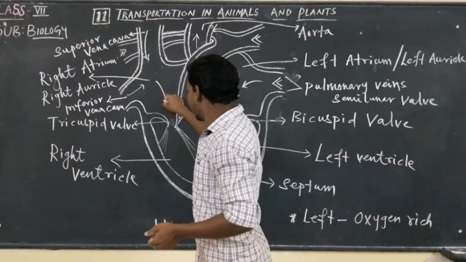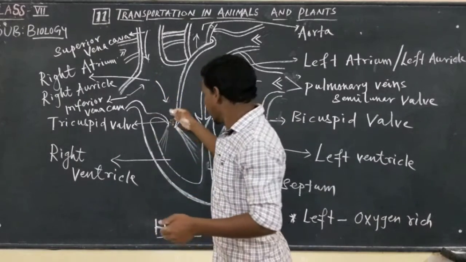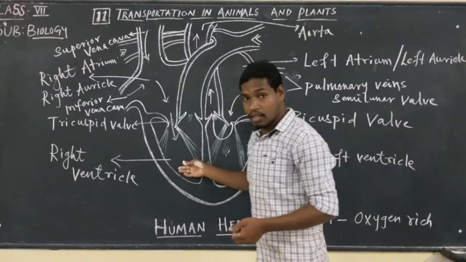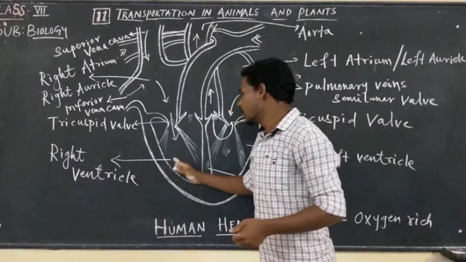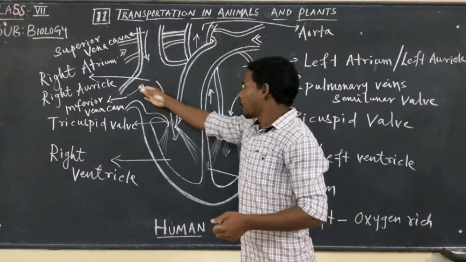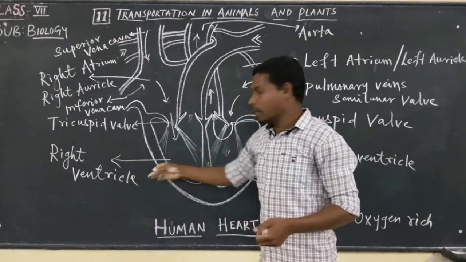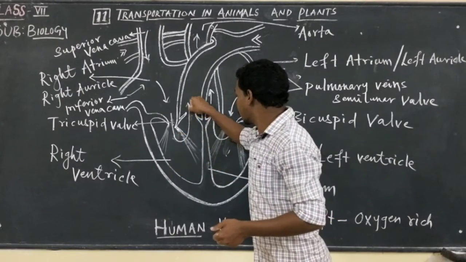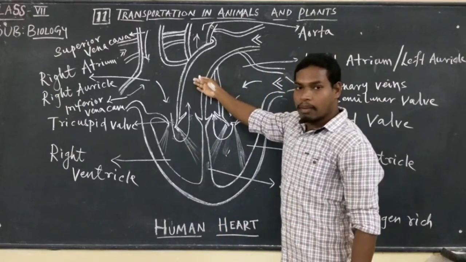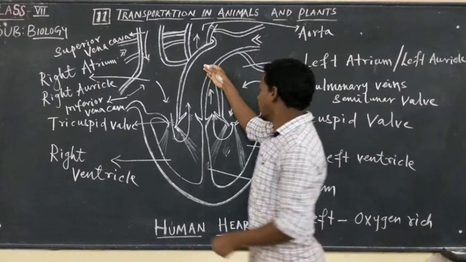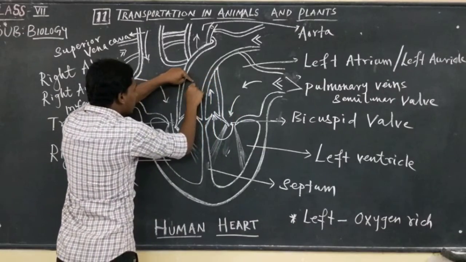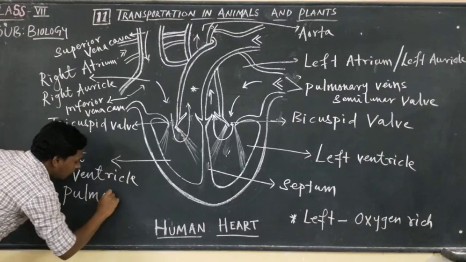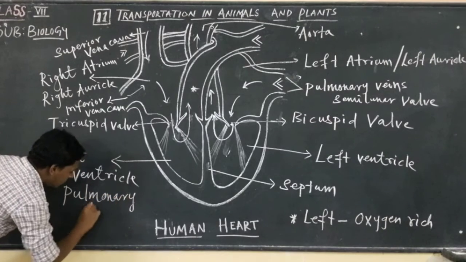From the right atrium, the blood is going to be transferred into the right ventricle. From the right ventricle, the blood is going to be transferred into the pulmonary artery. This is the pulmonary artery. Here I am labeling it.